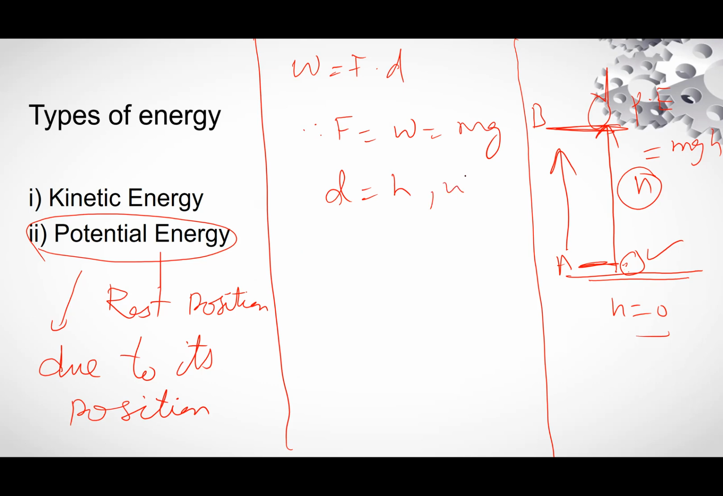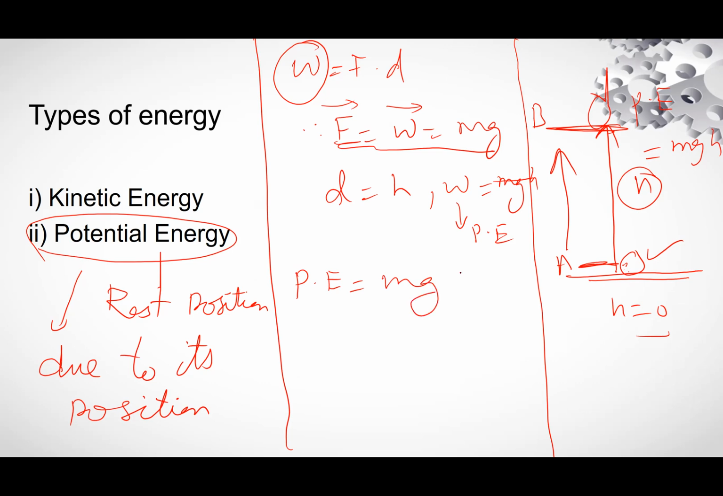So, this work done will be equal to mgh. This work is due to state of rest, so we call this work potential energy. And in place of F we write mg, and in place of D we will write h. So potential energy is equal to mgh.